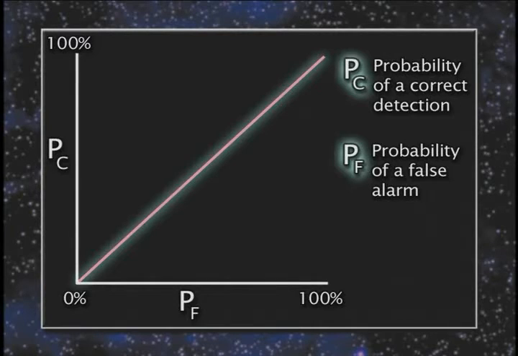Now that plot of the probability of correct detection versus the probability of false alarm, in engineering, is called an ROC curve, ROC, the acronym standing for the Receiver Operating Characteristics Curve of a detection system.